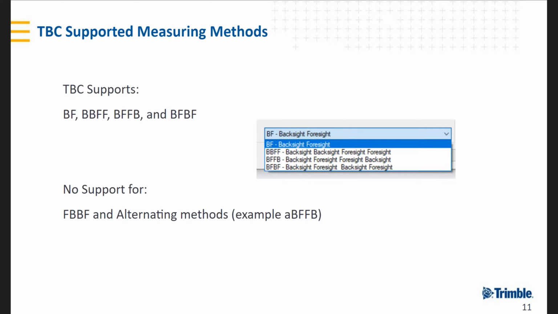Okay, the next one is the measuring methods TBC supports. TBC supports backsight, foresight, then backsight, foresight, backsight, foresight, and BF. There is no support for foresight, backsight, foresight, and the alternating methods with each format.